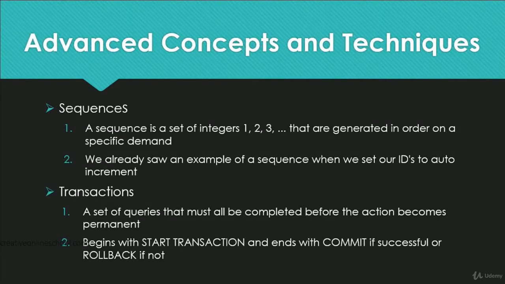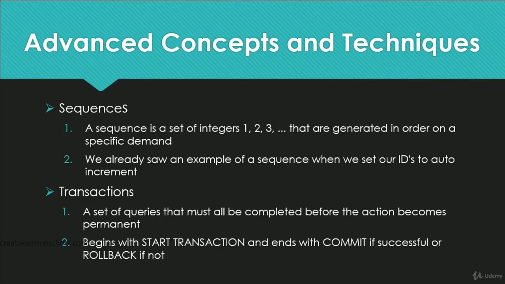Hello, and welcome to the last video in this lesson. In this video, we're going to cover sequences and transactions. A sequence is a set of integers, such as 1, 2, 3, that are generated in order on a specific demand. We already saw an example of sequences when we set our IDs to auto-increment in our tables. They go up by 1 automatically. That is in fact the most common type of sequence.